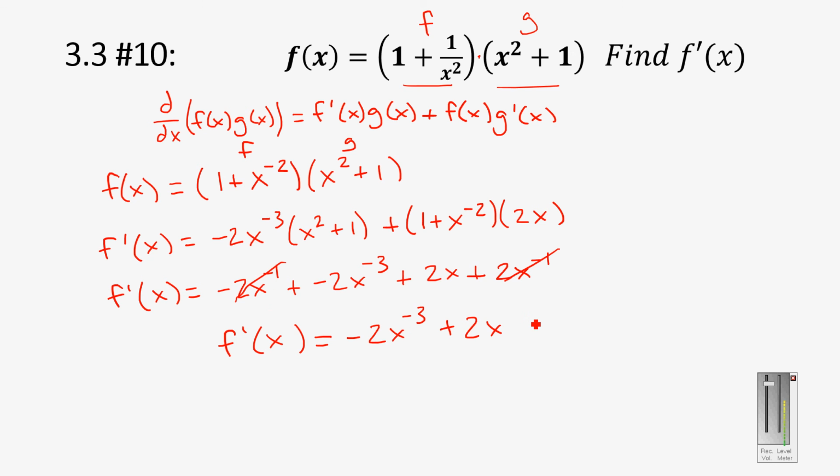Also could be rewritten, though. We should probably take a look at that and rewrite that as negative 2 over x cubed plus 2x, just to get that x to the minus 3 back down the denominator. So that's going to be my derivative right there.